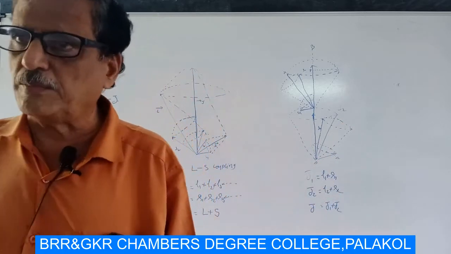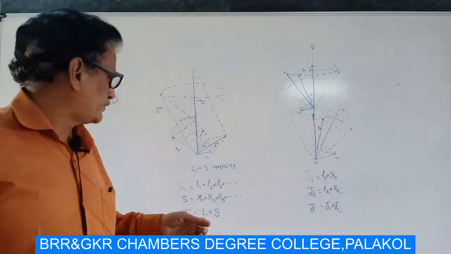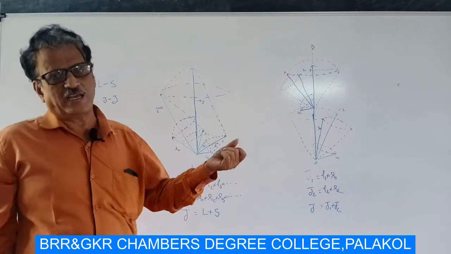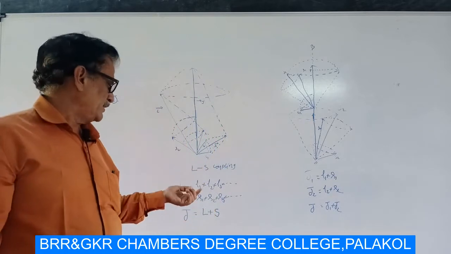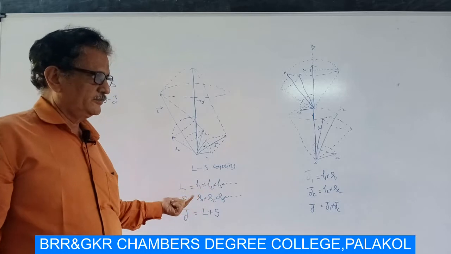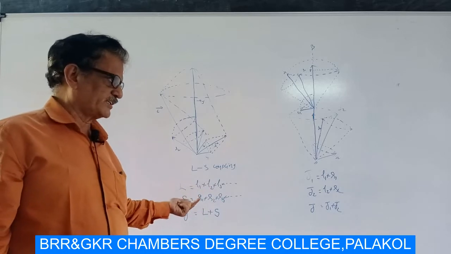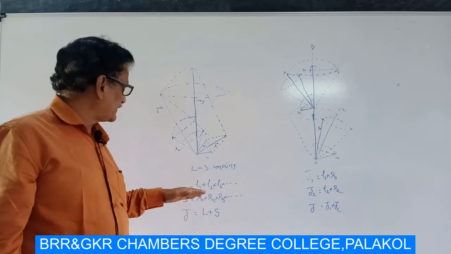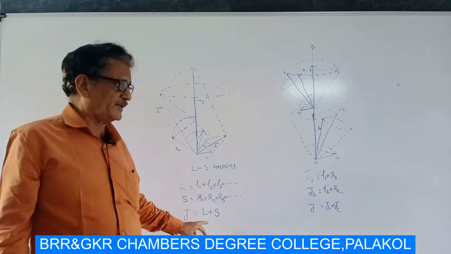So LS coupling means the resultant of all L vectors of the electrons plus the resultant of all S vectors of the electrons. Then the resultant J is given by L plus S.